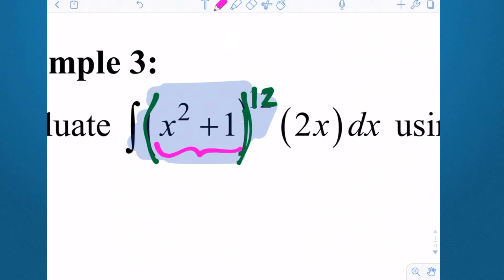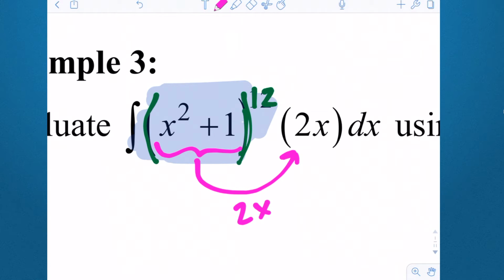So could it be then that the other factor of 2 times x came from the chain rule when we took the derivative of that inside function? Well, let's see. What is the derivative of x squared plus 1? 2x. Haha, it is, in fact, where the 2x came from. I don't know who took the derivative, but somebody did. And when they did, the 2x came from the chain rule.